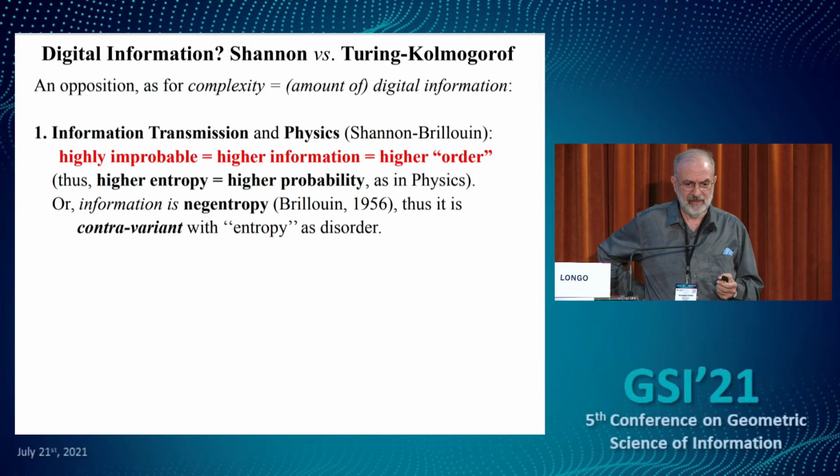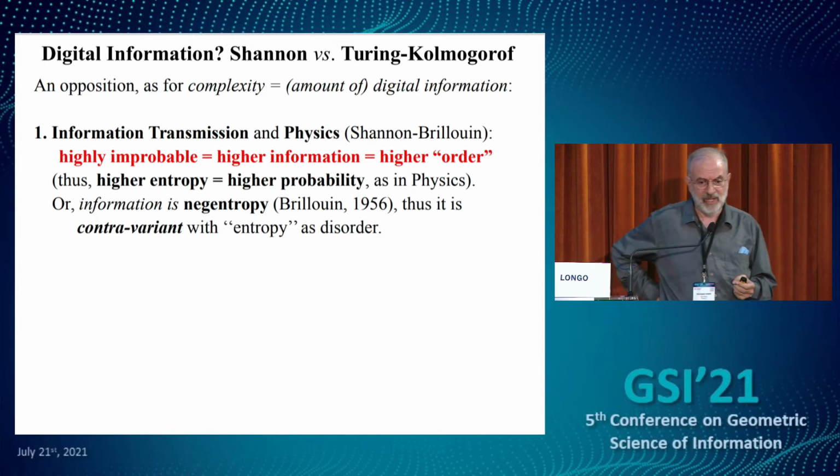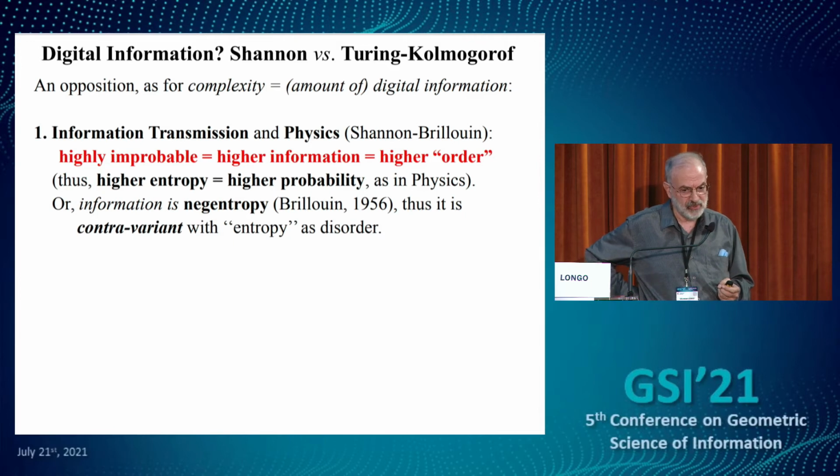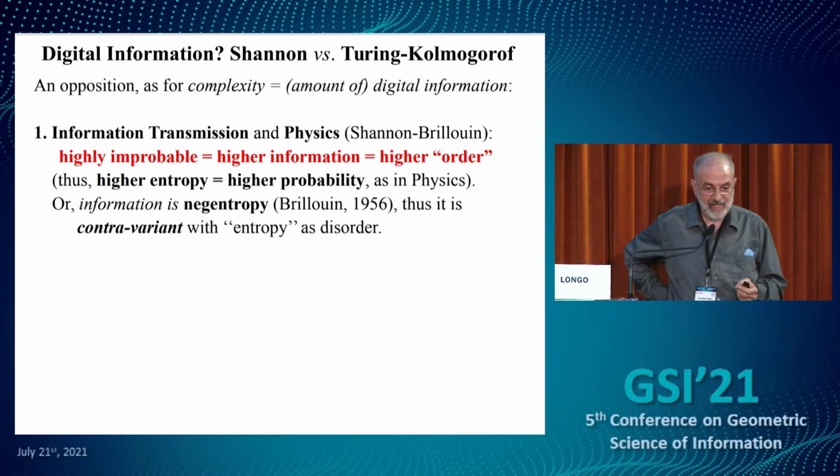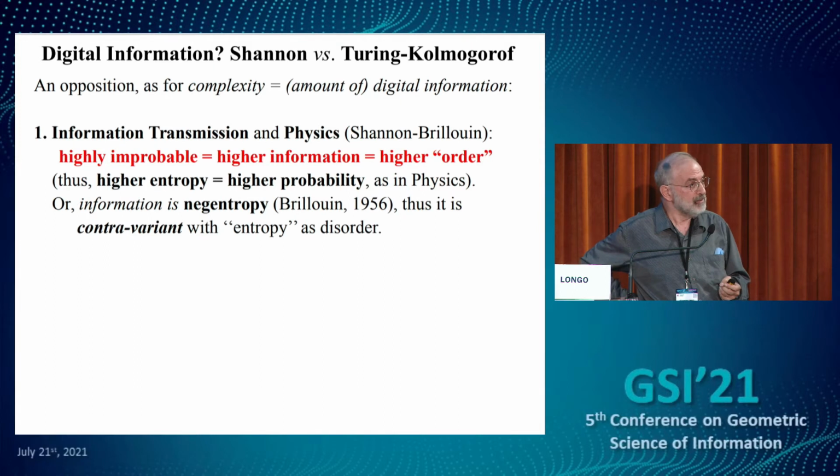Now, these two theories, elaboration and transmission of information, deal with different issues and have a dual relation with respect to the very important notion of complexity and the correlated notion of entropy. You see, in information and transmission of information as related to physics by Shannon and by Brillouin in particular, what is highly improbable has higher information and contains more order. So higher entropy means higher probability. And that's why information is negentropy. In this theory, and soundly so, information is contravariant with entropy.